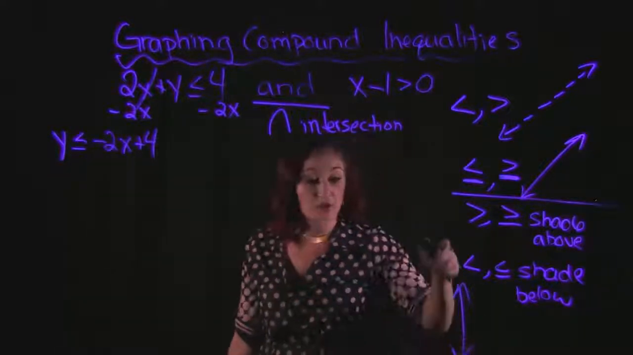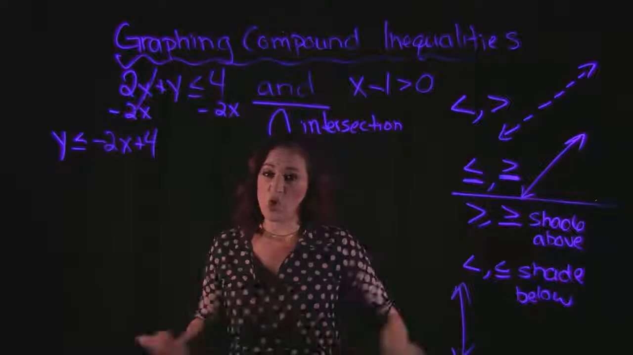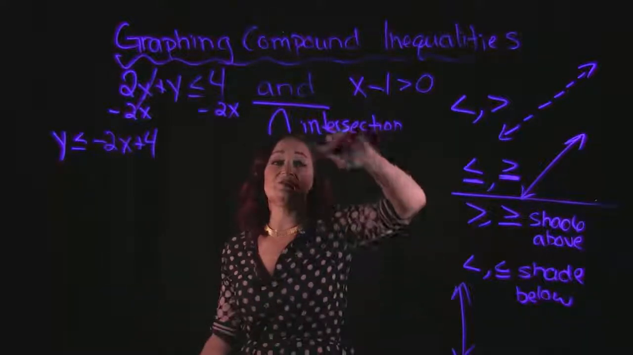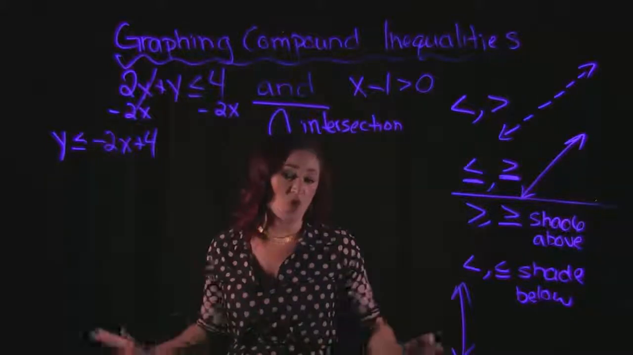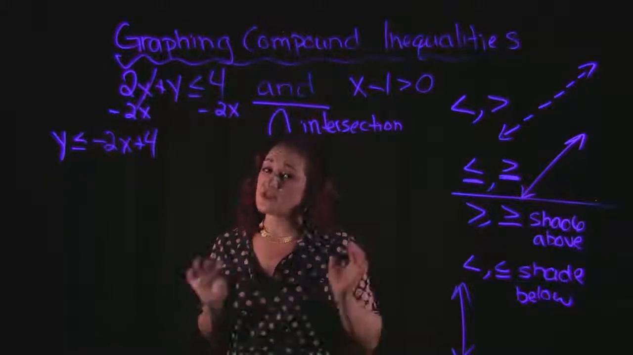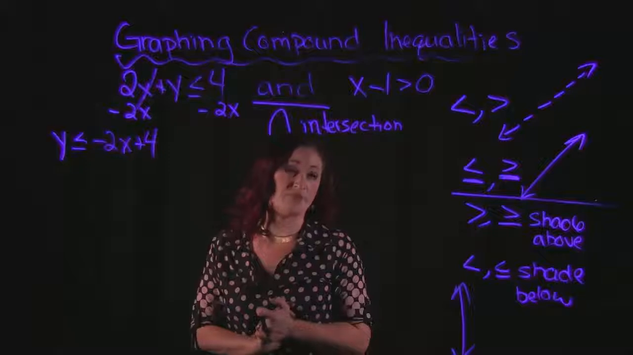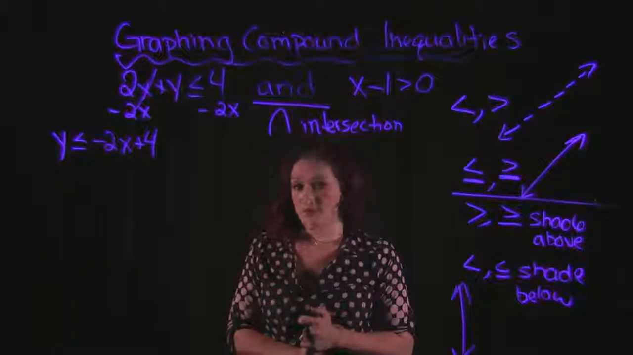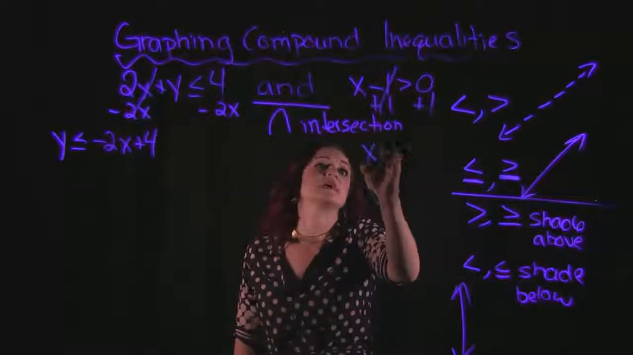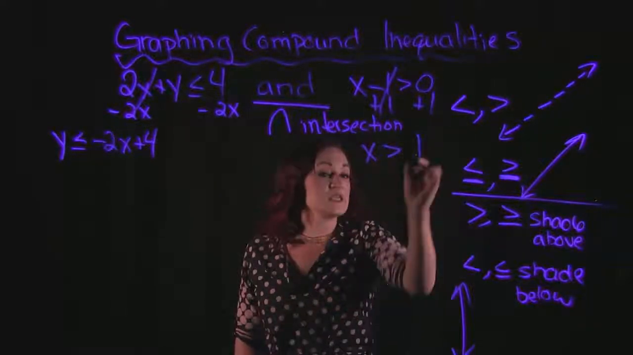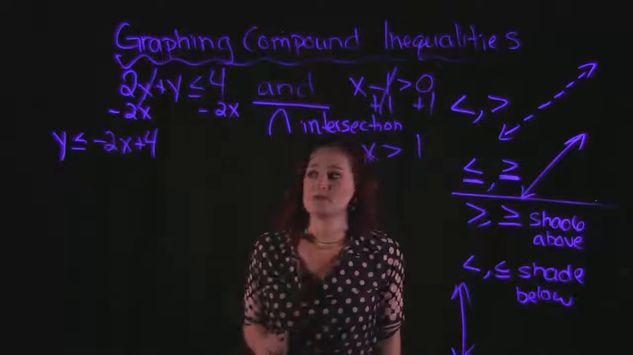Your special lines are either your vertical line or your horizontal line. If you have an x equals, it's a vertical line. If you have a y equals, it's a horizontal line. And you have to know that coming into this problem. Otherwise, we do need our variable by itself. So I would start by adding 1 on both sides, giving me that x is greater than 1.